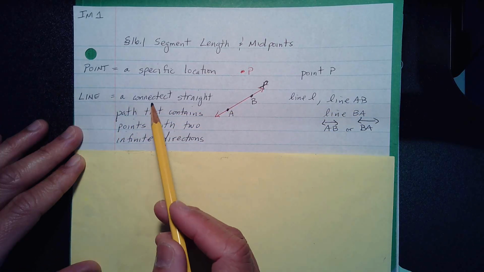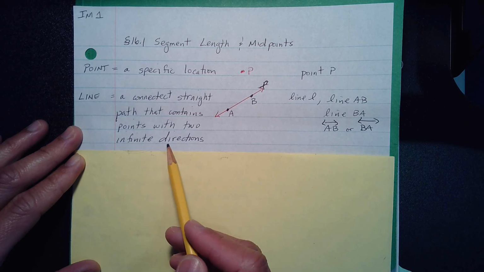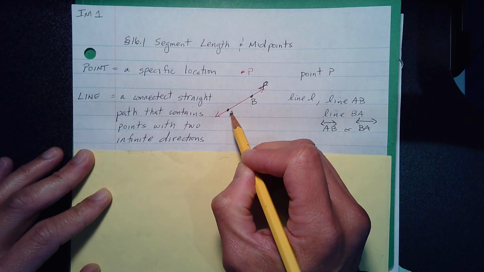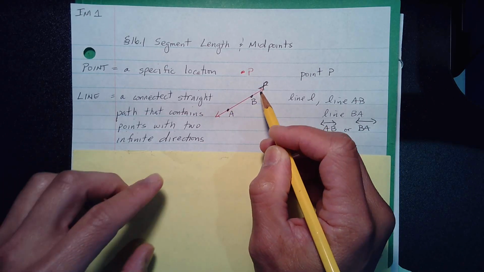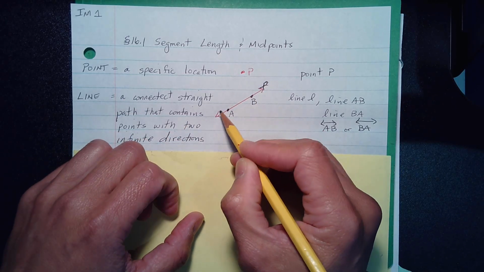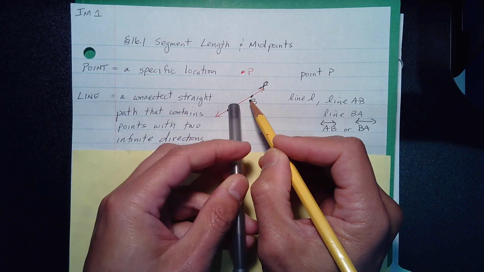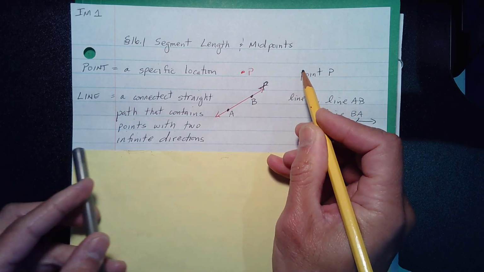A line is a connected straight path that contains points with two infinite directions. So here is a point A, a point B. It's connected by a straight path, but what I want you to notice is there's an arrow on this end, there's an arrow on this end. So the arrows mean that it continues to go in an infinite direction, so it contains an infinite number of points.